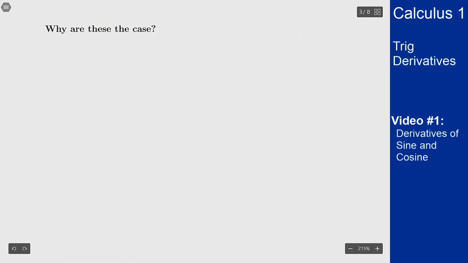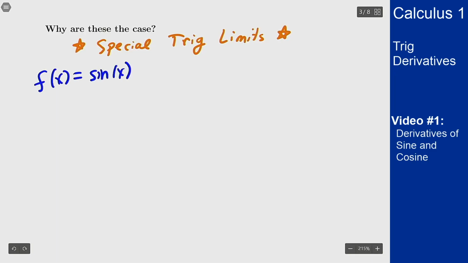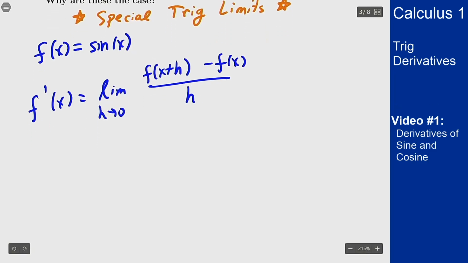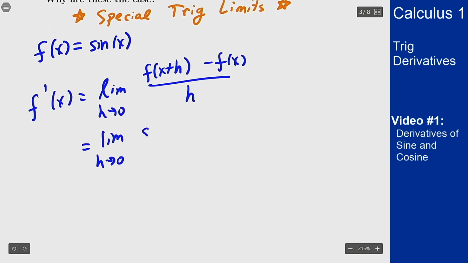So why are these derivatives what they are? Well, we're going to go from the definition, and the main sticking point is going to be our special trig limits from earlier. Let's see how this works out. So let's take the sine function, and let's compute the derivative from the definition. So f prime of x should be the limit as h goes to 0 of f of x plus h minus f of x all over h. I can then plug in my f of x, which is sine of x. Limit as h goes to 0, sine of x plus h minus sine of x all over h.